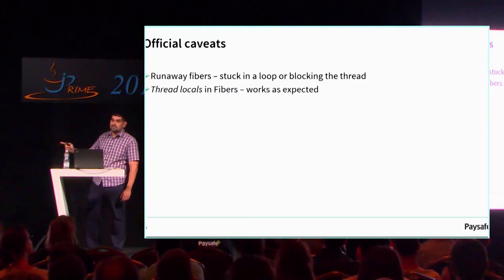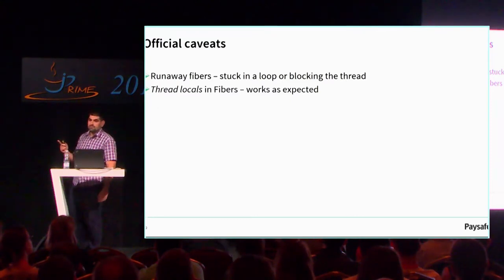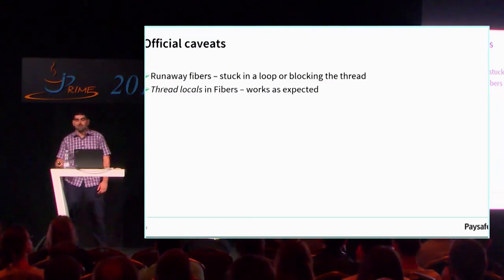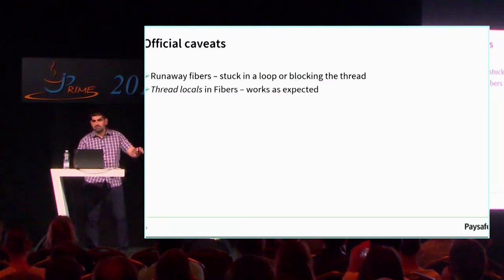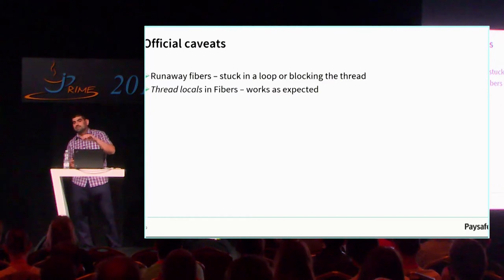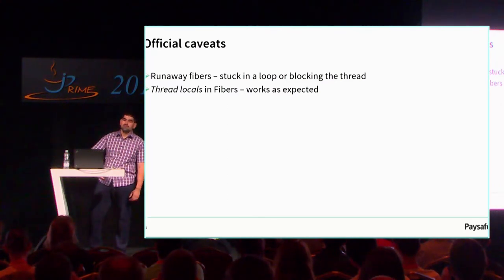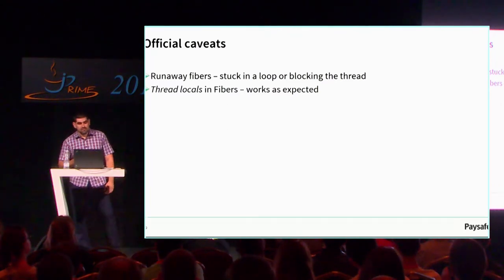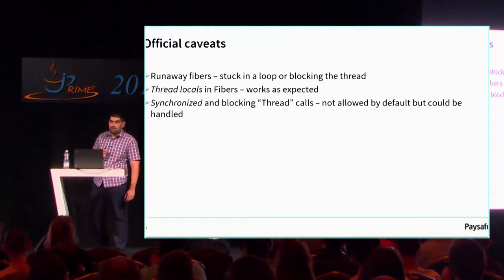The interesting thing is that thread locals work as expected. You can use them as you do now, because Quasar takes care to copy the thread locals from the thread and put them in the fiber. And when it's suspended and resumed, it will copy them back. So thread locals work OK.